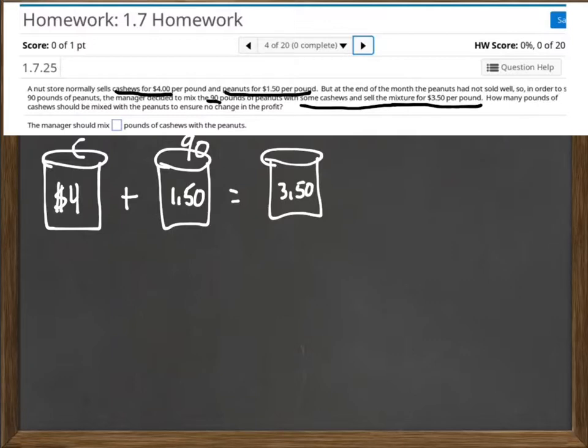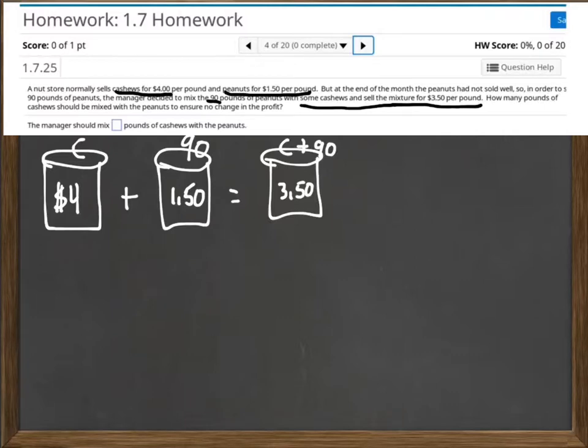and then we need to figure out what kind of mixture we are going to have. Well, if we have C pounds of cashews and 90 pounds of peanuts, then altogether we would have C plus 90. And then just like in the interest problem, we can now multiply down based on the setup here.